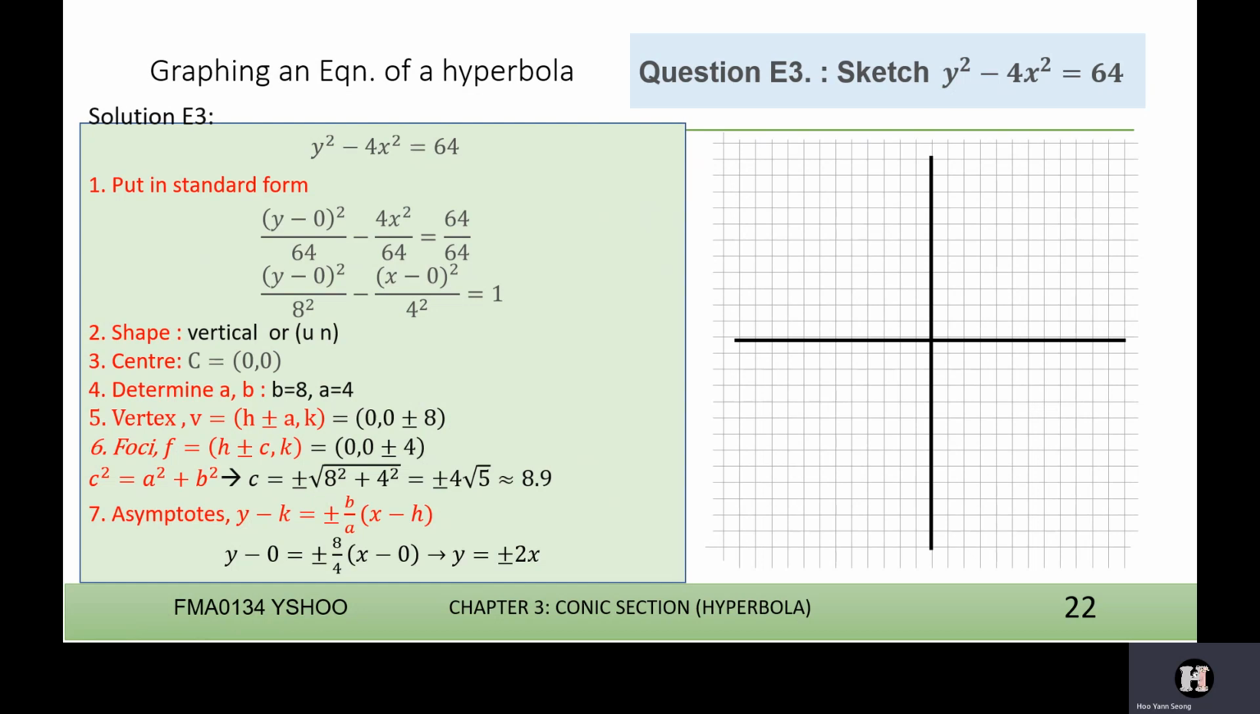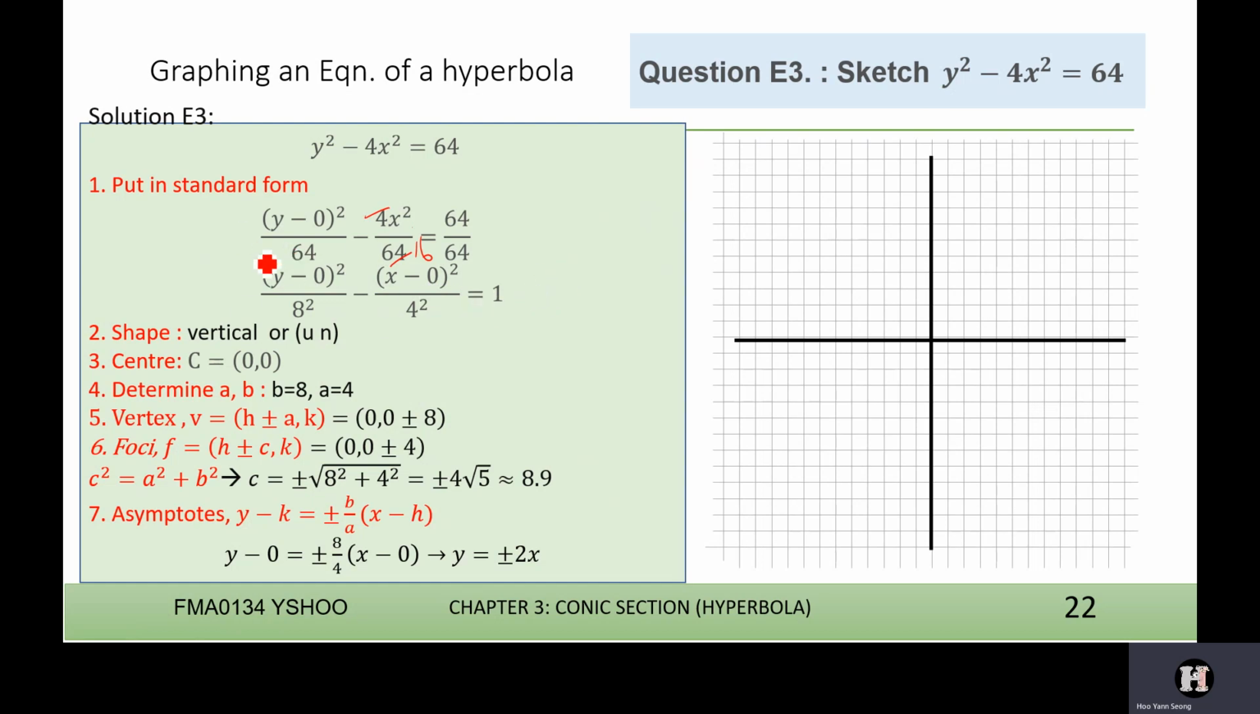Okay, so now we go to the third example. Now in the third example, if you notice, the right hand side is no more 1. So your first duty is to quickly make the 64 become 1. How to make it become 1? We divide everything by 64. So when you divide by 64, this one actually is 4 over 16. So you have 1 of x squared over 4 squared equals 1.